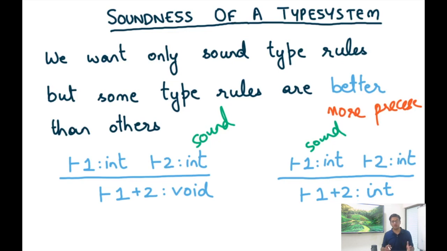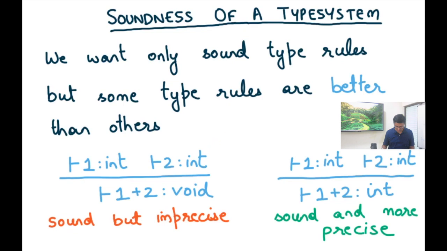It's not just saying that it's void, which is true. It's also saying that it's actually an int. It's going to be an int. So it's saying more than what the first type rule is saying. And so while the first one is sound but imprecise, the second one is sound and more precise. And we want the most precise possible thing in our typing rules, because that will help us accept more programs.